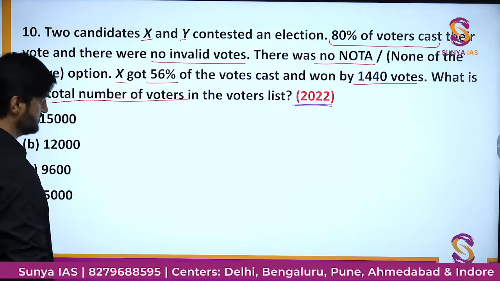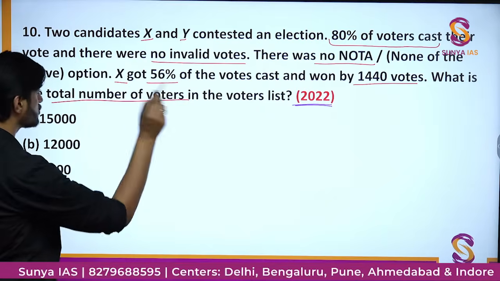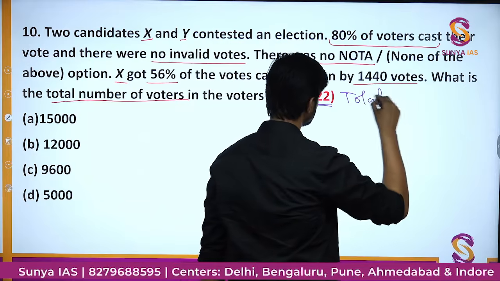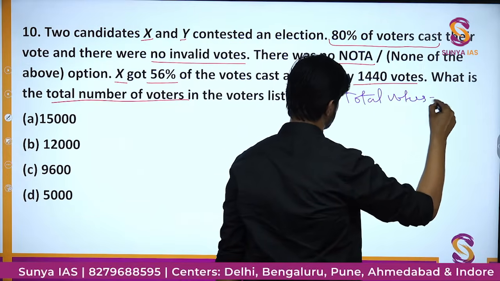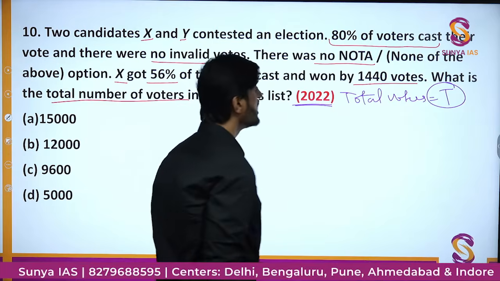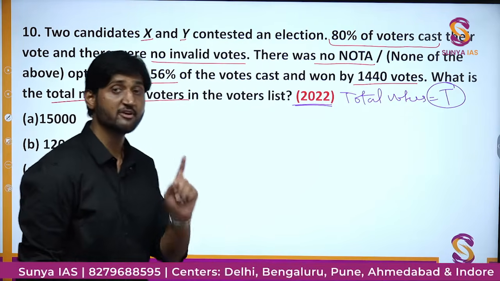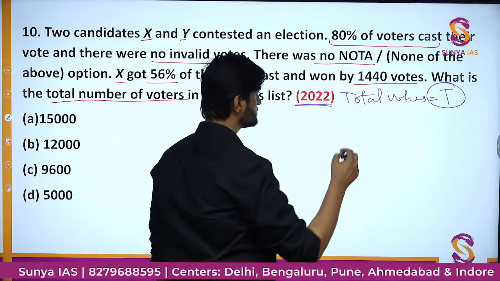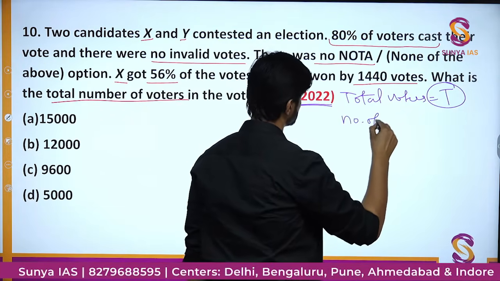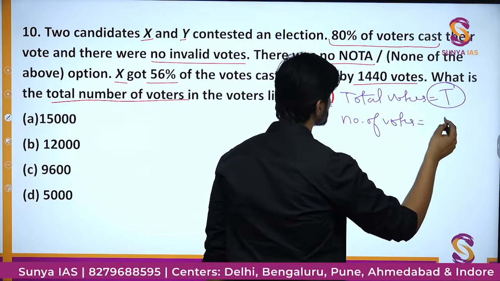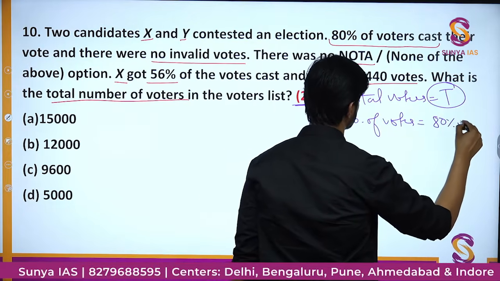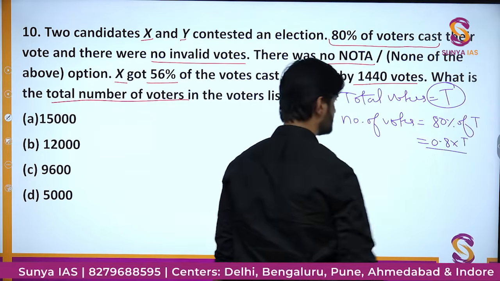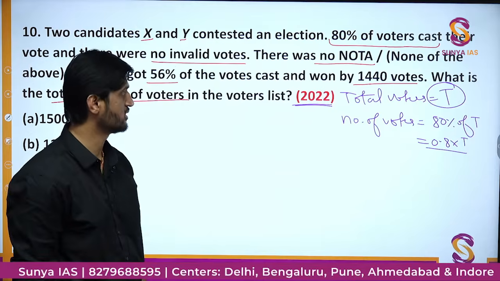So here we have, let's say, total number of voters as T. Out of this total voters, not everyone is voting, but only 80% are voting, right? So the number of votes will be how much? 80% of T. That is nothing but simply 0.8 times T, right? These are the total number of votes.